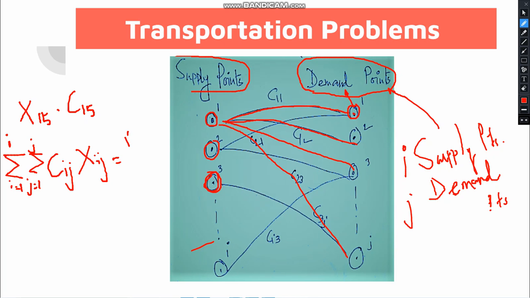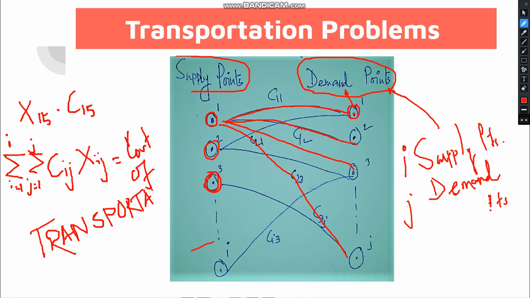So cost of transportation of how much material? Xij. This Xij can change depending on the supply points and the demand points. That is very simple, I think. So this ij depends on the number of supply points and the demand points.